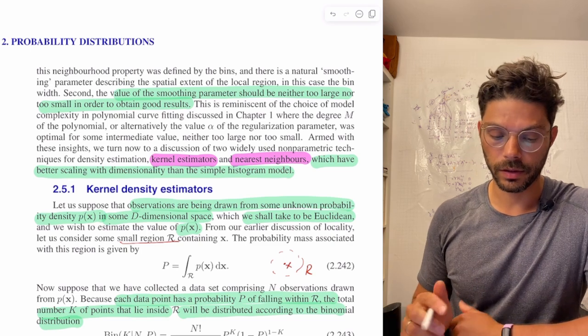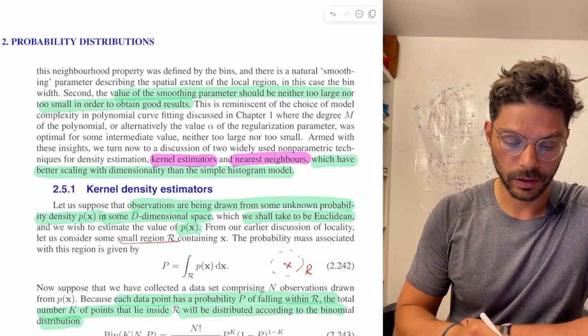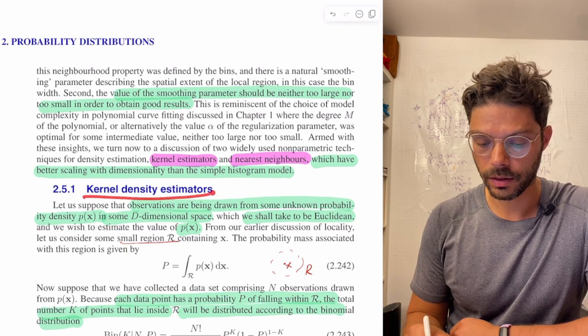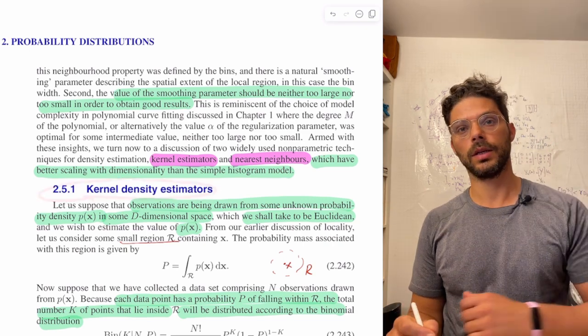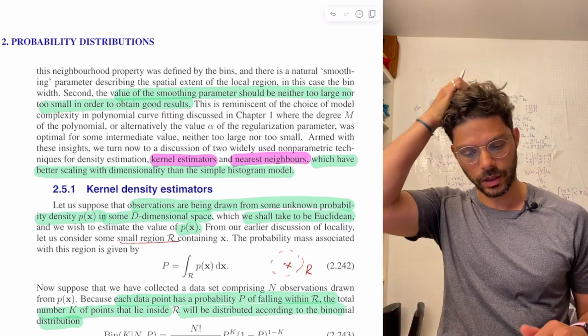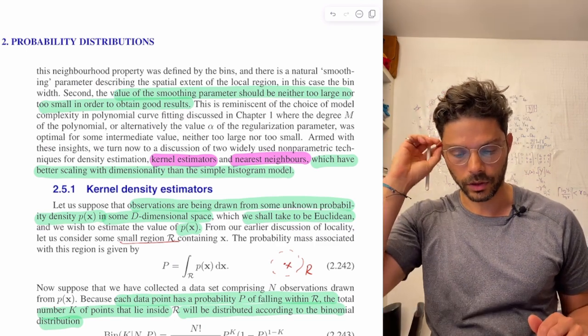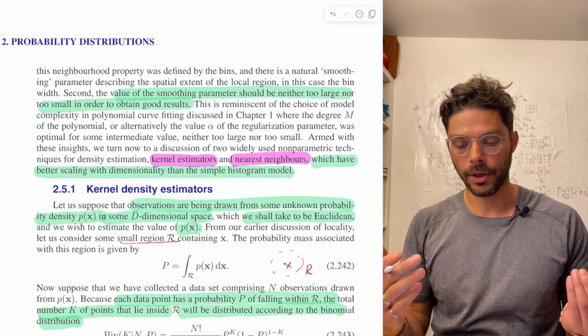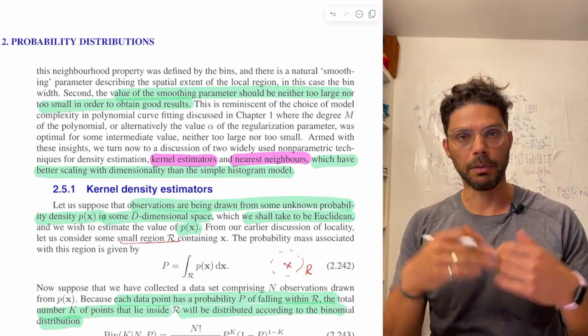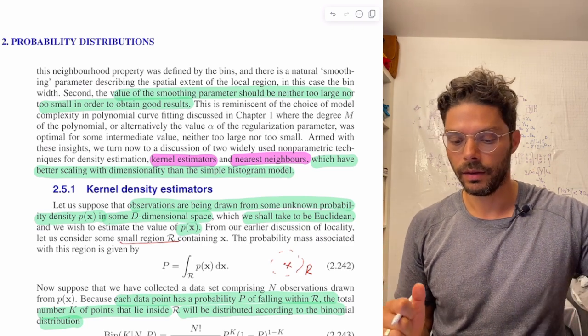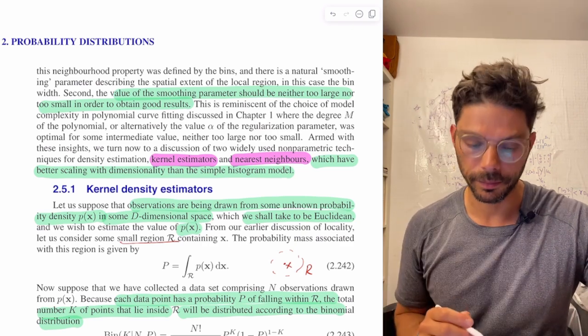All right, folks, let's talk about the next topic here, 2.5.1 kernel density estimators. And we'll see this is kind of an intuitive idea for trying to come up with a probability distribution from your data in a non-parametric way.